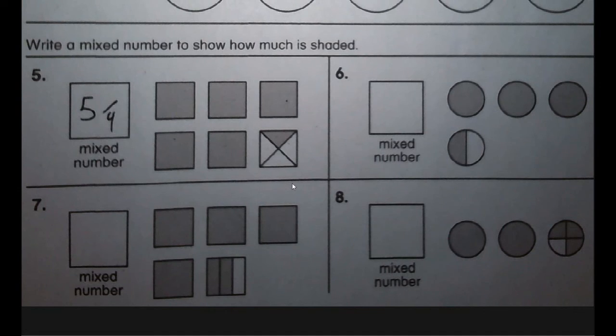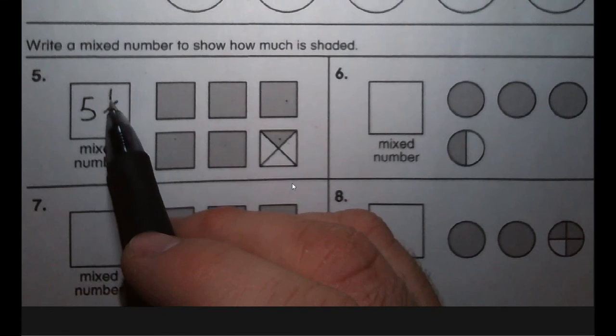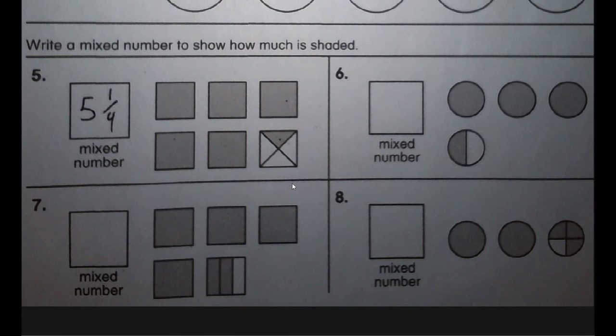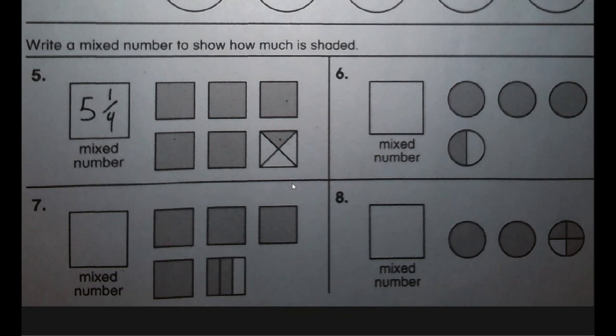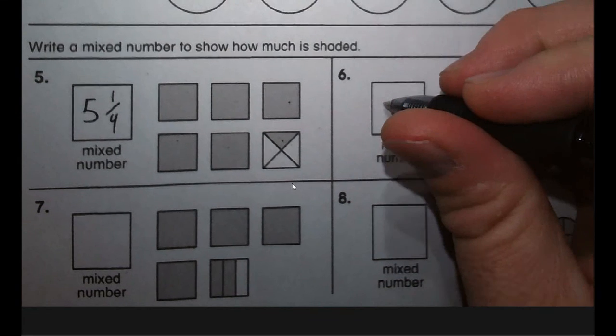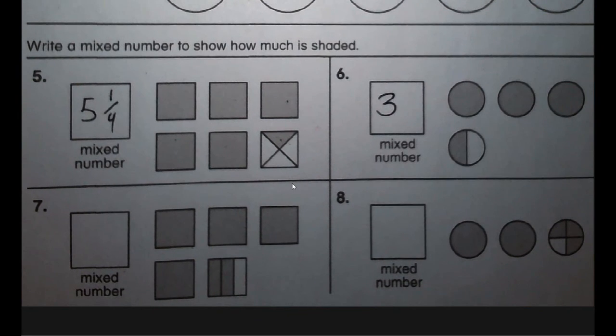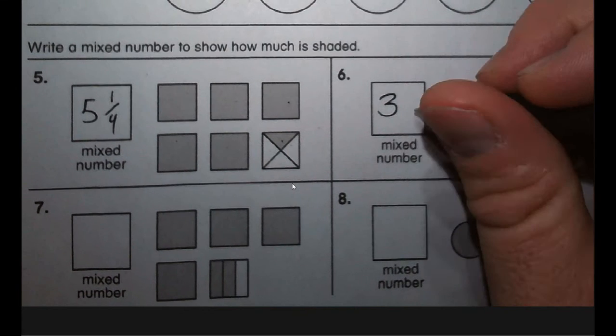For number 6, we see that we are dealing with circles, and we've got 1, 2, 3 circles that are completely shaded in. That means those are whole numbers. So we're going to write 3. And then our fraction is going to be, let's see, we've got 1, 2 spots here that we're dealing with in this circle. So we're going to write 2. Only 1 spot shaded in, that's 1. So our fraction is 1/2. And our mixed number altogether is 3 and 1/2.